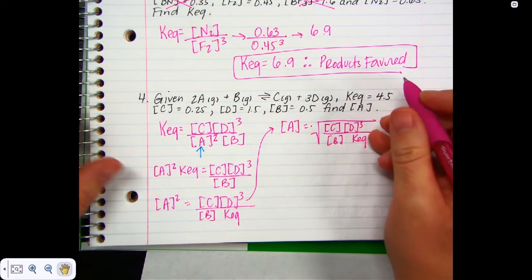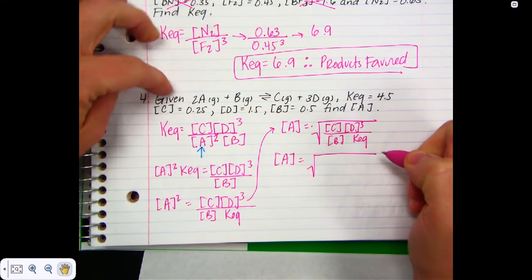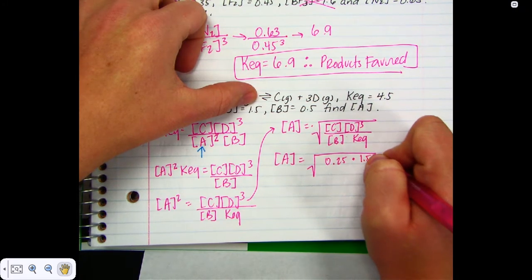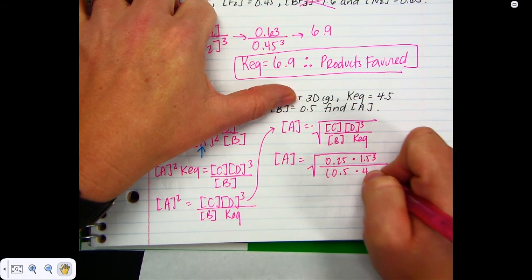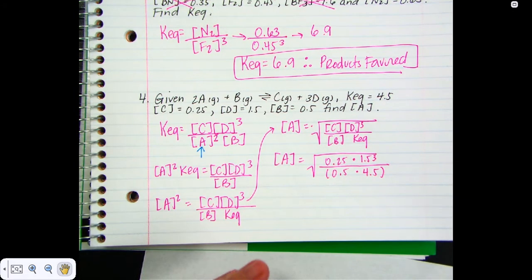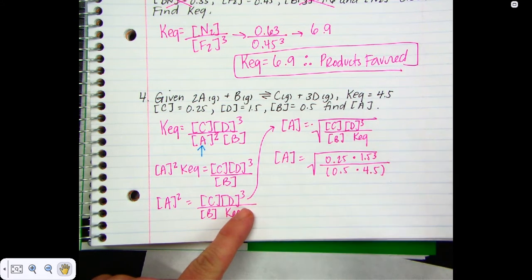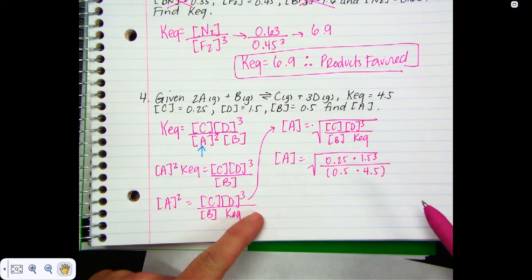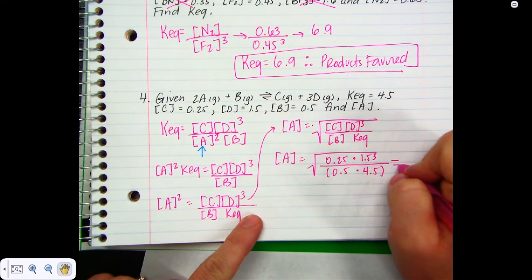All right, so now I'm going to plug in. A equals the square root of, let's see, where's C? 0.25 times 1.5 cubed over B, 0.5 times KEQ, 4.5. Now, depending on the calculator you have, you might have one where you can type all this in underneath the square root and it'll do that. I would recommend, personally, to do the inside, get an answer, and then take the square root. It's up to you. But when you type this in, what you should get is 0.61.